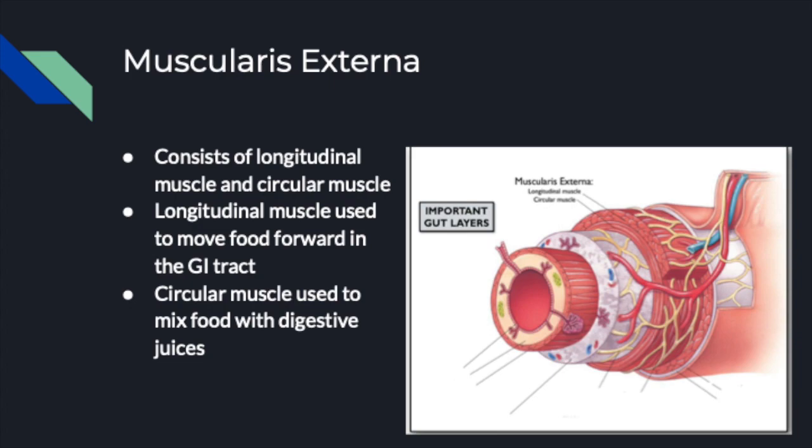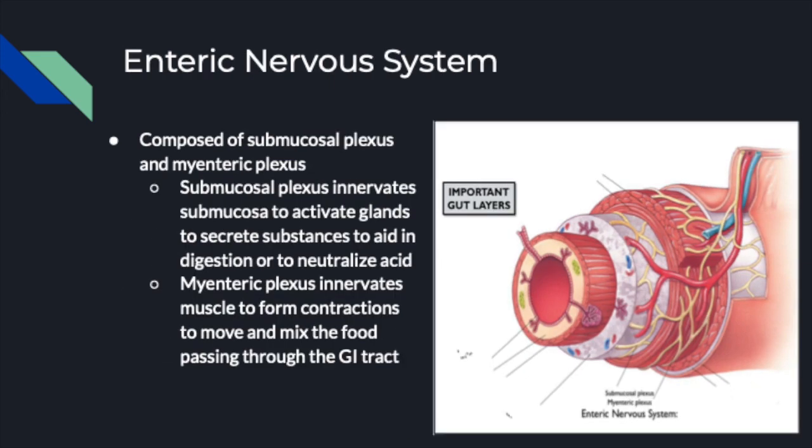Moving on to the next layer, the enteric nervous system is composed of the submucosal plexus and the myenteric plexus. The submucosal plexus innervates the submucosa layer to activate glands to secrete substances to aid in digestion and or to neutralize acid that may be present. The myenteric plexus, however, innervates muscle to form contractions to move and mix the food passing through the GI tract.